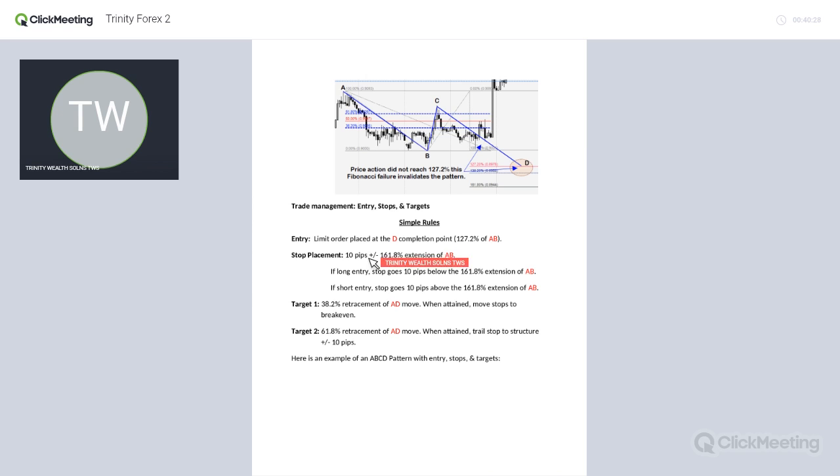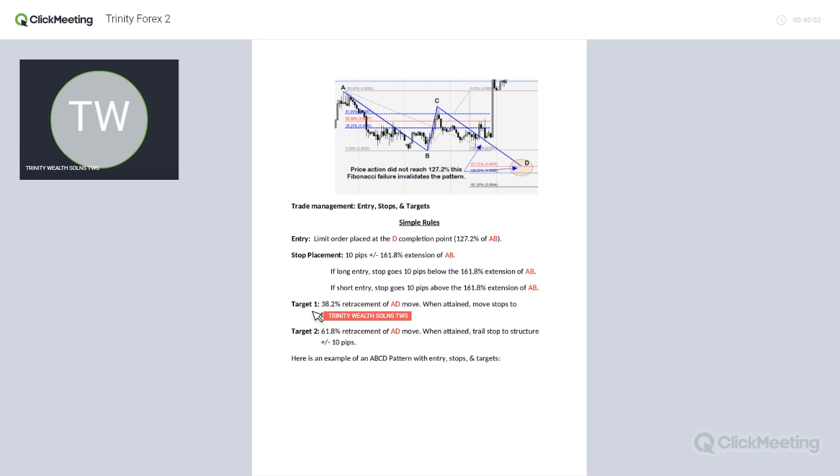Stop loss, you place it 10 pips plus or minus 161.8% extension of AB. So in this case, if you're buying here, our stop loss will be 10 points below this line, just somewhere here. That's our stop loss. And then our TP. Here we have two TPs.